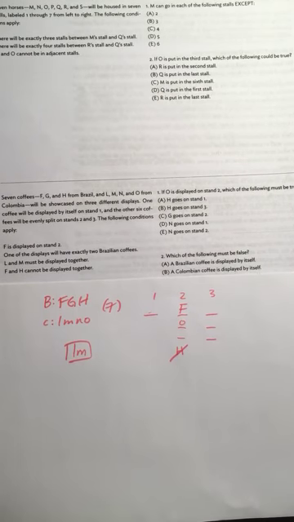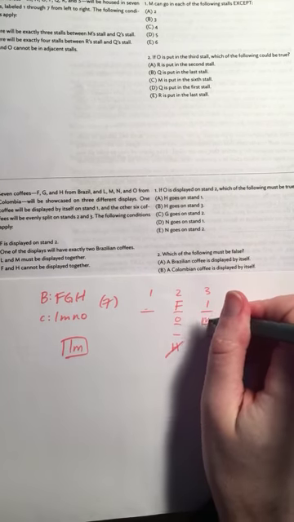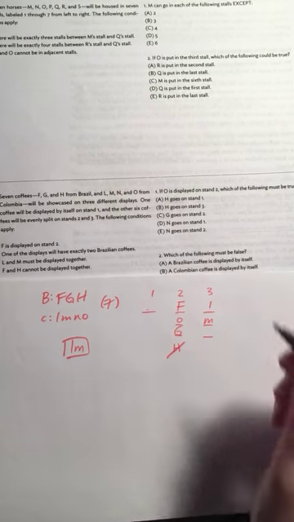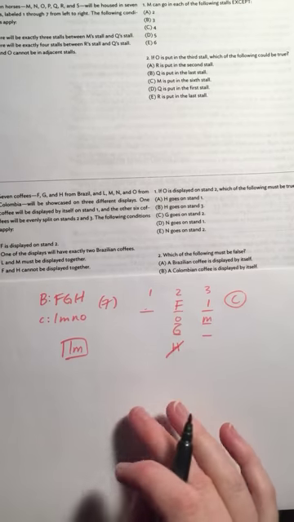If O is on stand 2, then what must be true? Okay, so if O is there, we don't have room for L and M on stand 2, so L and M have to be together on stand 3. And then the only way that we can get 2 Brazilian together is to put G on stand 2. So C is the correct answer.